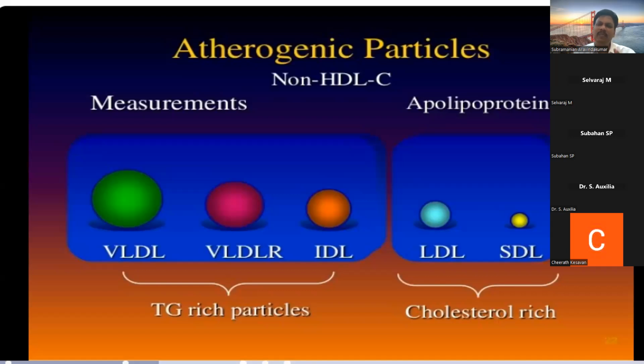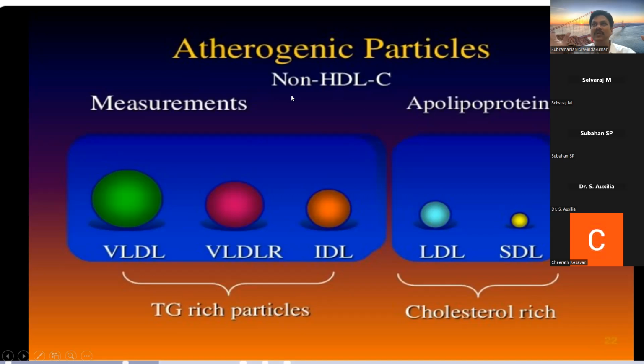So to make it much wider: HDL is good, all non-HDL cholesterol is dangerous. This is the ultimate thing. Some are triglyceride rich and some are cholesterol rich. Cholesterol rich is LDL and small dense LDL, whereas triglyceride rich is VLDL and intermediate density lipoprotein. These are the two things we are measuring, VLDL and LDL. So total cholesterol minus HDL will give the non-HDL cholesterol.